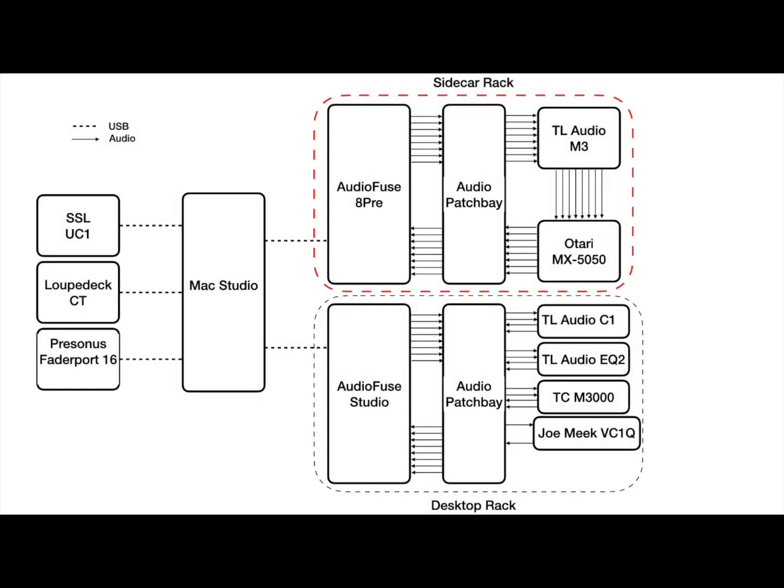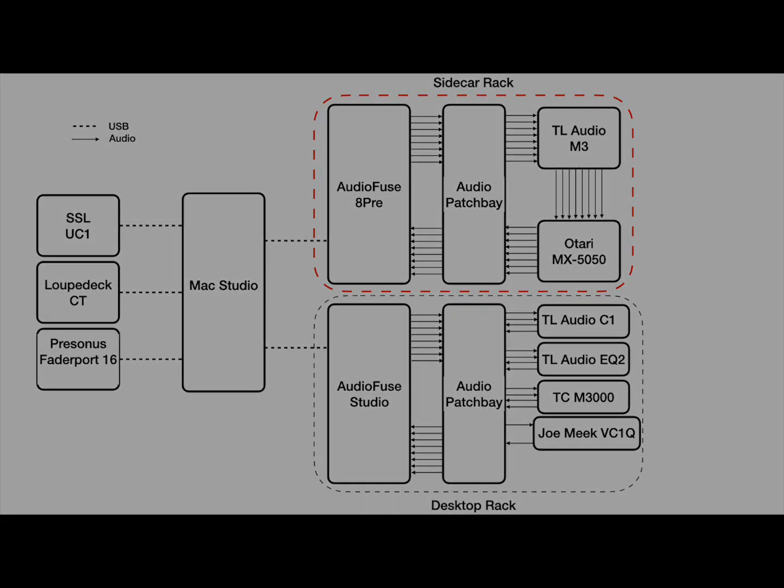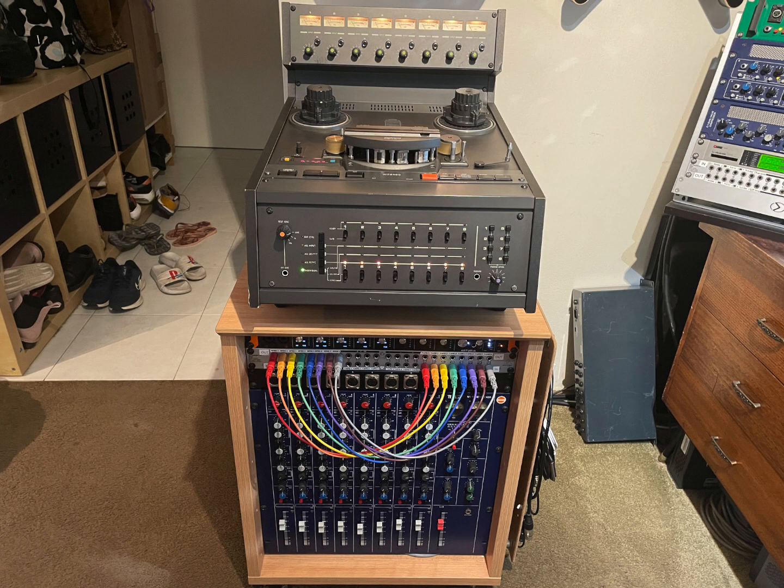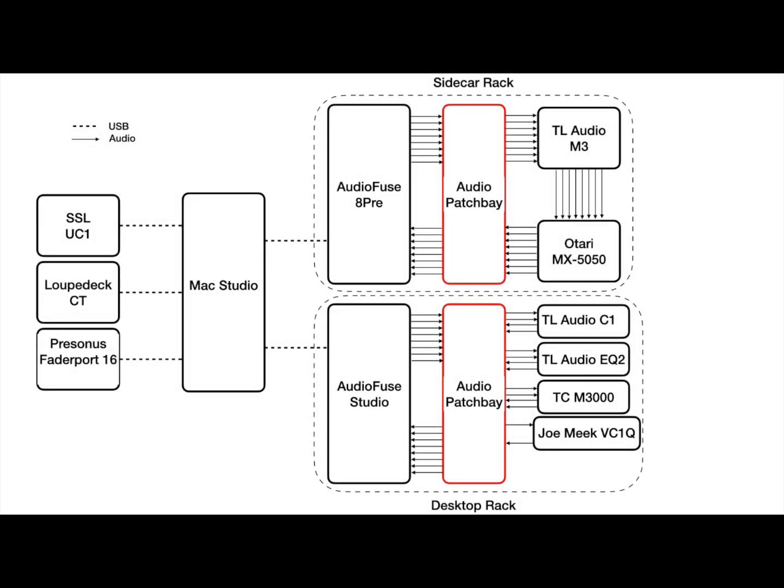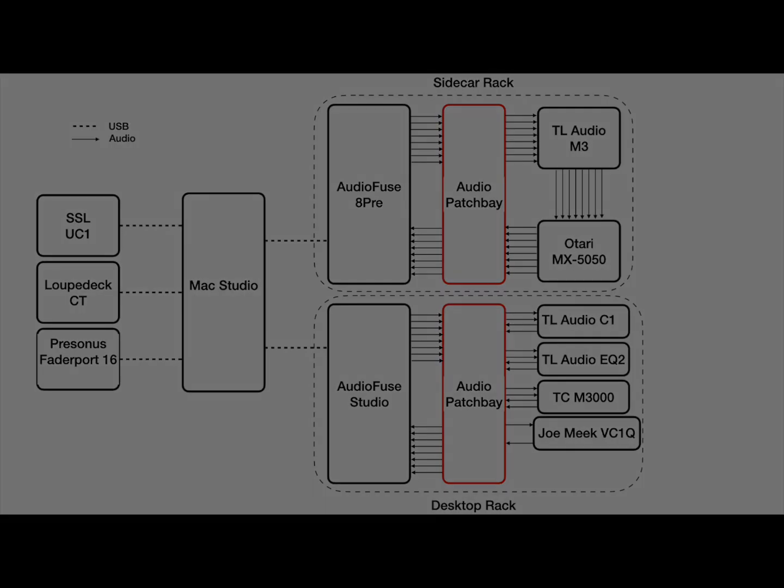Next we're looking at the sidecar rack. Now, I might be misappropriating the word sidecar, but this is a completely separate rack into which I've got built a number of different pieces of equipment: mixer, another Arturia interface, and the Otari tape machine. As you can see, the connection between the sidecar rack and the Mac again is a USB connection to the Arturia interface, which is the Arturia AudioFuse 8 Pre, which has then got 8 inputs and outputs.